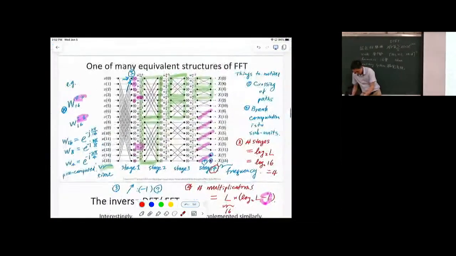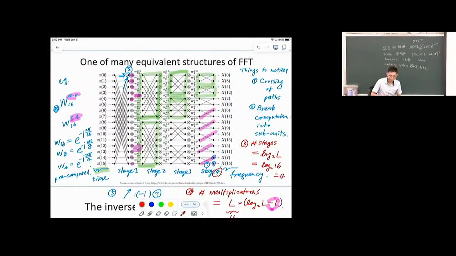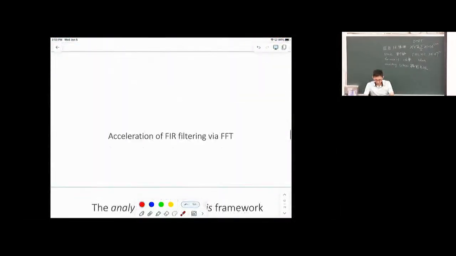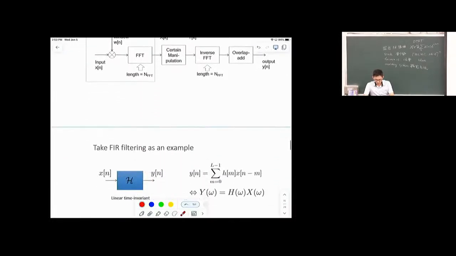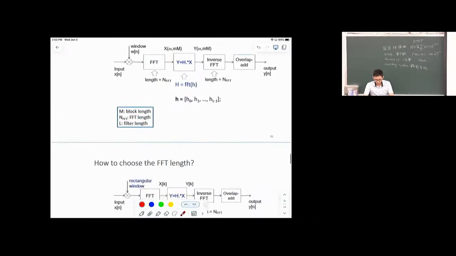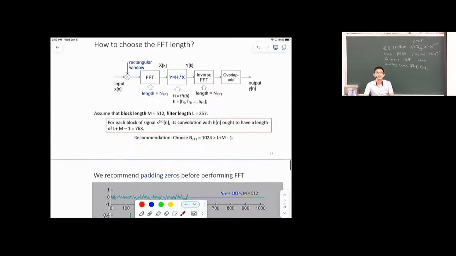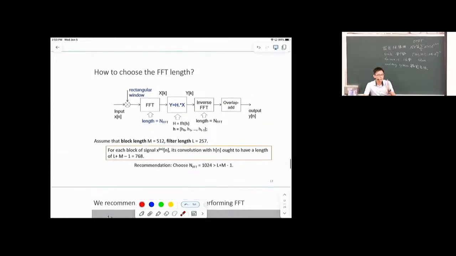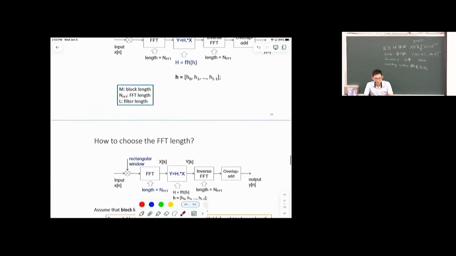So this is just one of many equivalent structures of FFT. And let me see how many slides I have. I have more slides to cover than I could finish in 15 minutes, I'm afraid. Let me continue. I need to rush. Okay, we need to catch up.